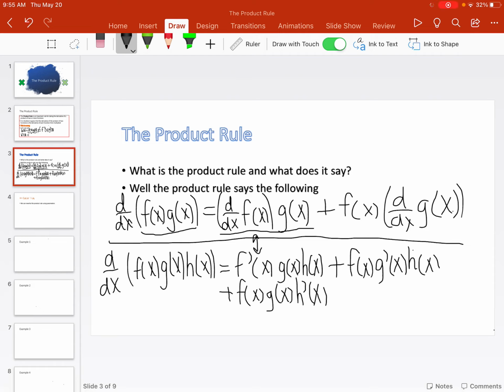There we go. We extended the idea. If we had four functions, say we had w of x, then the first three terms would be multiplied by w of x, and then we'd have plus. We'd have these three terms, 1, 2, 3, and then we have plus f of x, g of x, h of x, and then w prime of x.